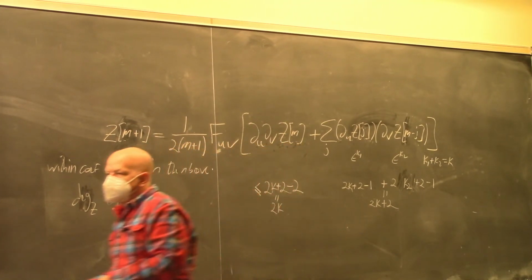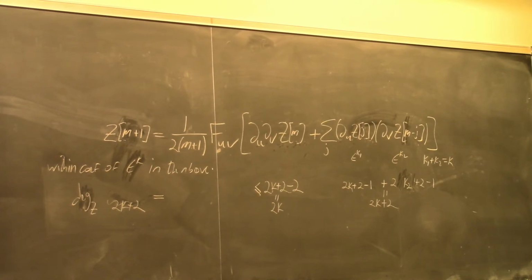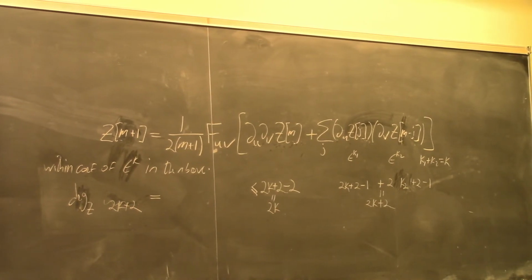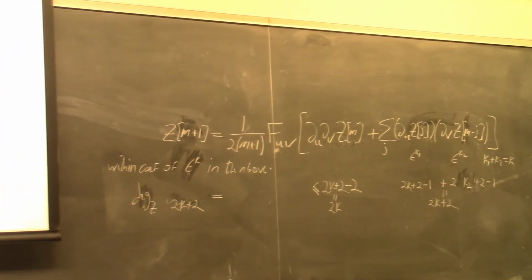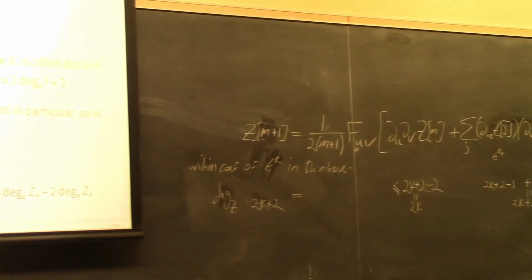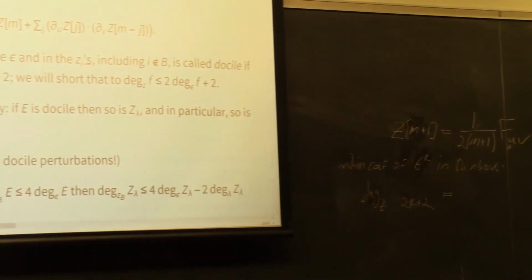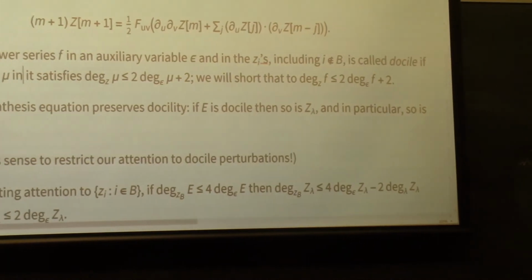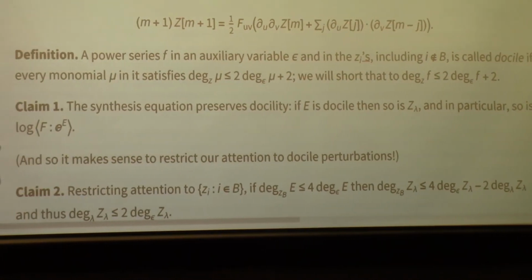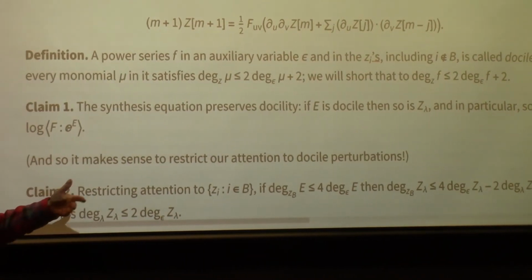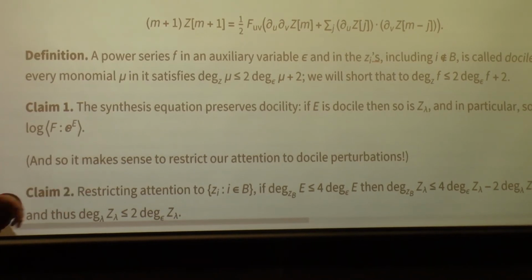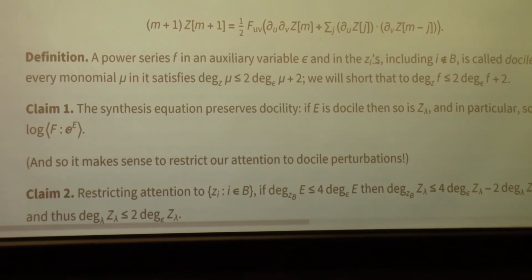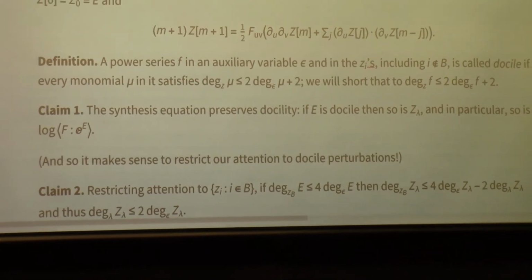Okay. So the moral is that, everywhere, I can restrict my attention to docile perturbations, and if I do that, I stay within that class. So somehow I get a limited space of perturbations within which to work.